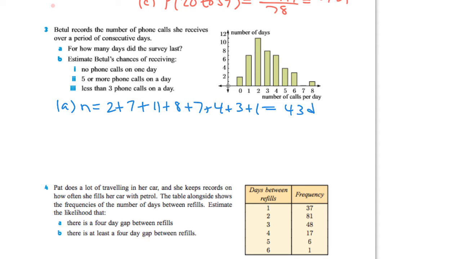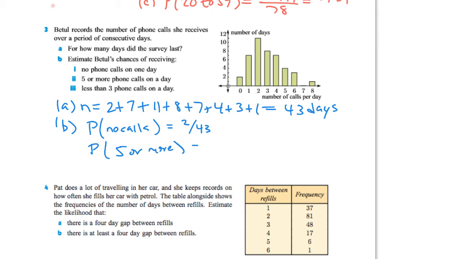Okay, so apparently she took a survey across 43 days. Part B, each of these wants an experimental probability just from the information in the column graph. So the probability of no calls, well, that happened 2 out of 43 times. The probability of 5 or more, if I add up those frequencies, that happened 8 out of 43 times.